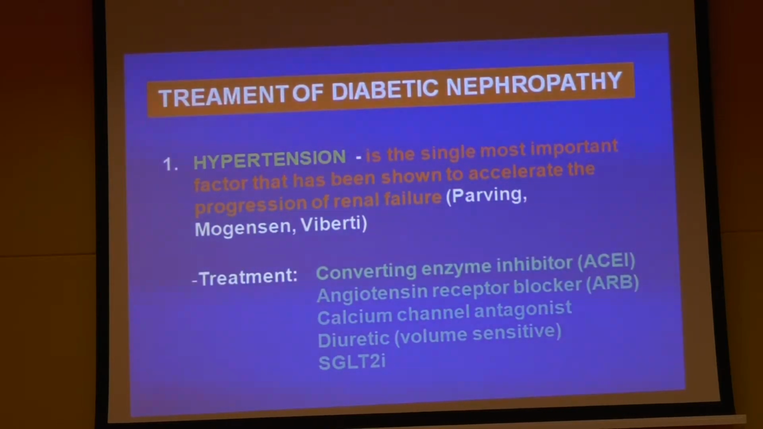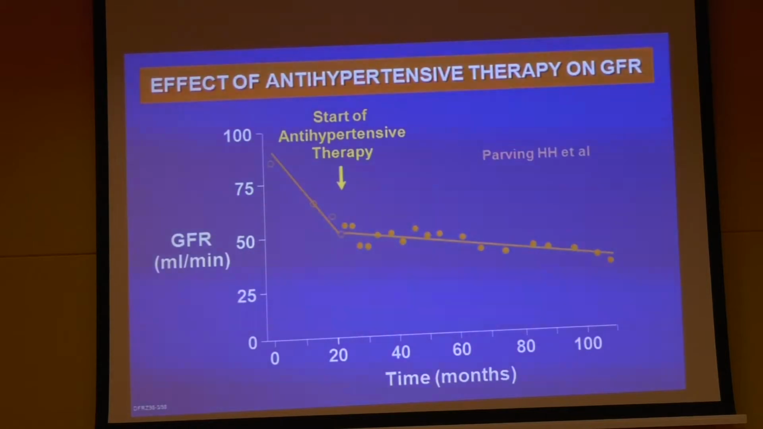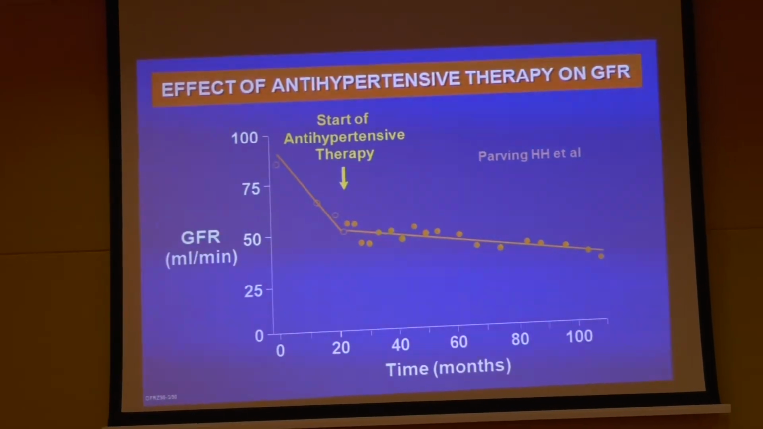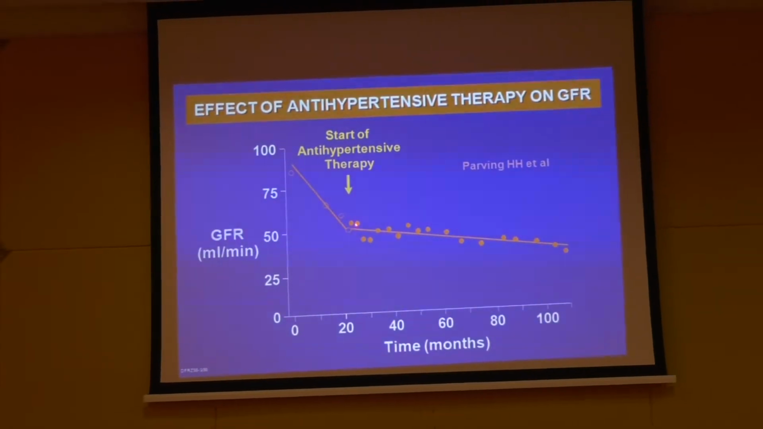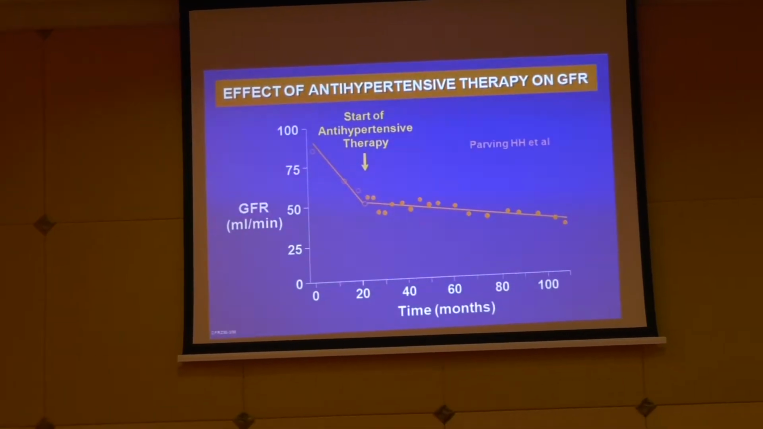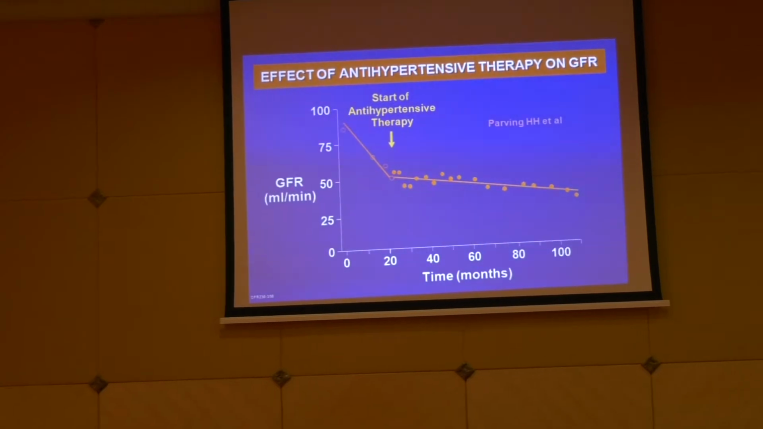But I want to say that more important than the ACE and the ARB effect is simply lowering the blood pressure. Probably 80% of the benefit from the ACEs and the ARBs comes from lowering the blood pressure and not from the angiotensin II blockade whatsoever. And this was very nicely pointed out by Hans Henrik Parving many, many years ago, when he's following people, and he sees the GFR is dropping progressively. And at this point, 20 months into the course, he says, I need to intervene.